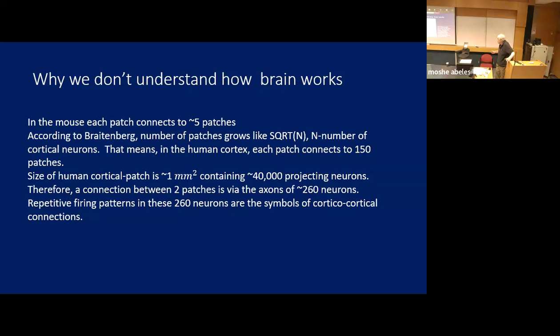Now, with 260 neurons, you have millions and millions of different combinations. But the result would usually be that only a few of them are repeated again and again. So we would need to understand how 2 cortical patches interact with each other, measure these neurons, find out what the repeating constellations of firing are, and then try to understand what their meaning is. Now, this is very difficult.